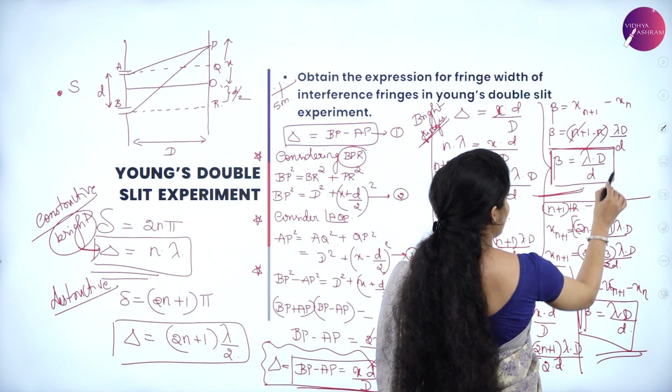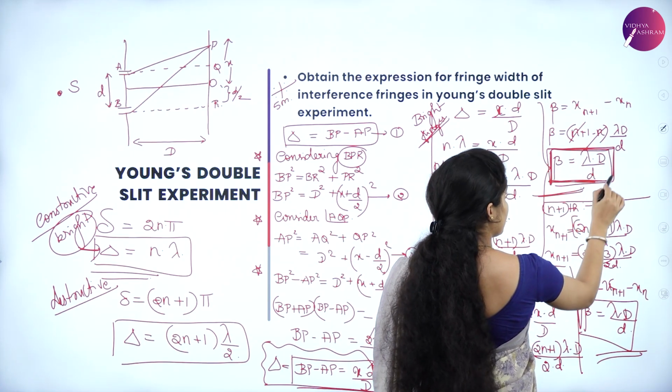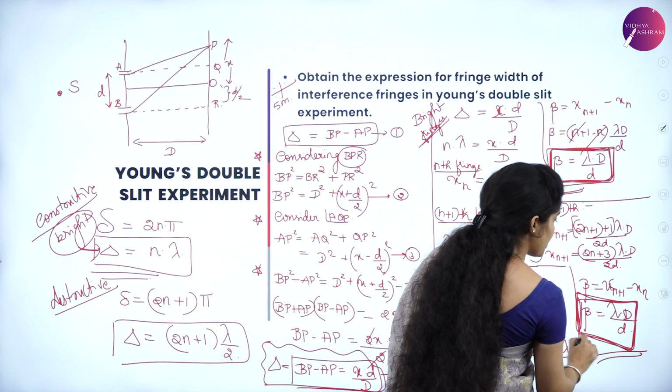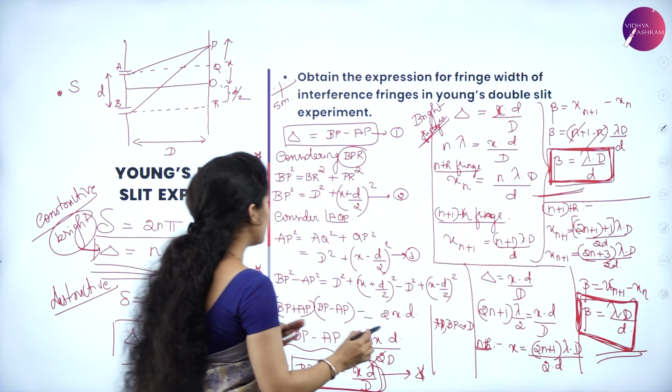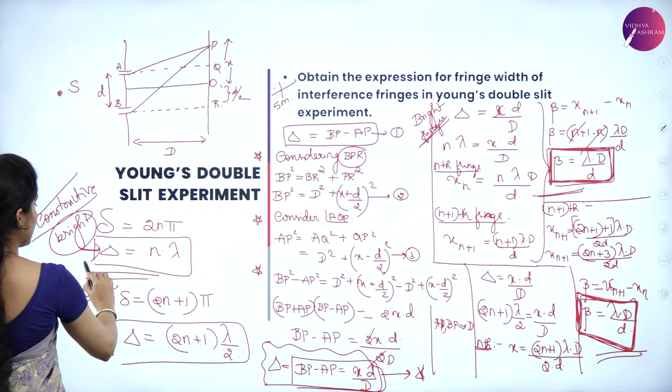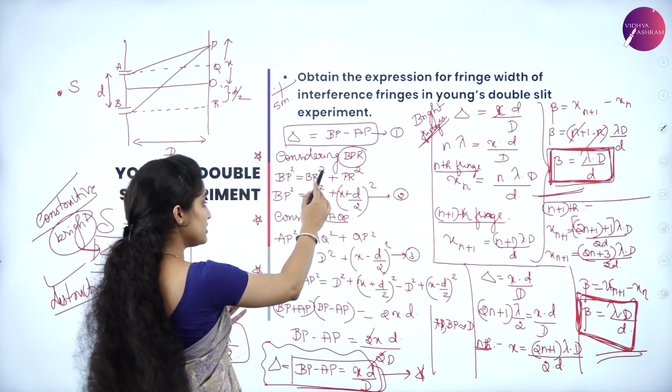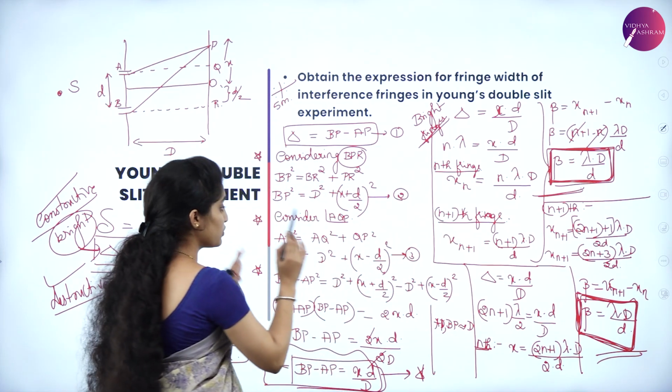So this is the most important formula you have to know, the formula for the fringe width. This is the most important concept. As a base, you will have to carry on with the slit experiment. All of this derivation is not that important to remember.